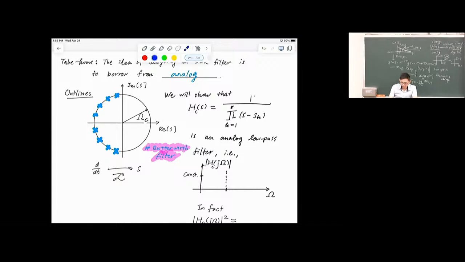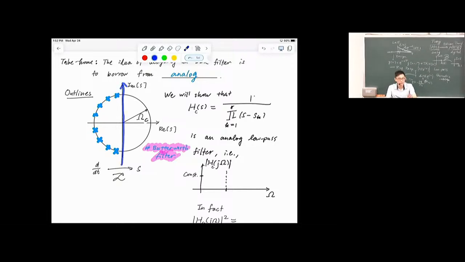In this classic example, we are showing the location of the 8 poles, and they are all going to be on a circle. Note that this is a circle in the S domain, not the Z domain yet. For this very filter, the poles are all located on a circle in the S domain, and they all occur on the right-hand side of the imaginary axis, right?